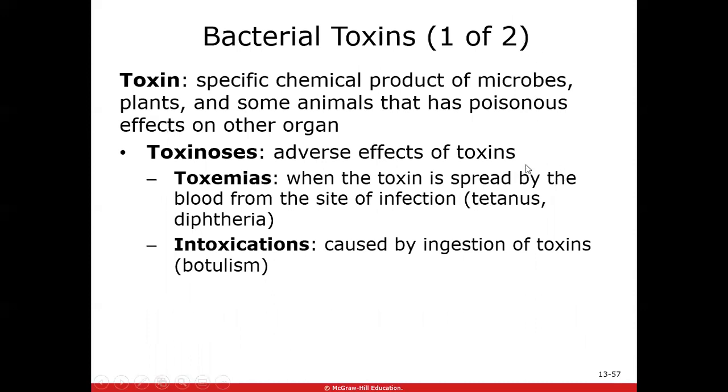Now you have bacterial toxins. A toxin is a specific chemical product of microbes, plants, and some animals that has poisonous effects on other organisms. Toxinosis is the adverse effects of toxins. You can have toxemias, where the toxin is spread by the blood from the site of infection. The toxin is secreted at one area and then spread in the blood and affects everything. That's what you get with tetanus and diphtheria. And you have intoxications, caused by ingestion of toxins, like with botulism. You actually ingest it, as opposed to it running through your bloodstream.